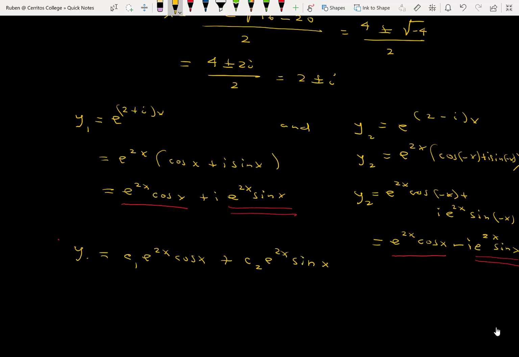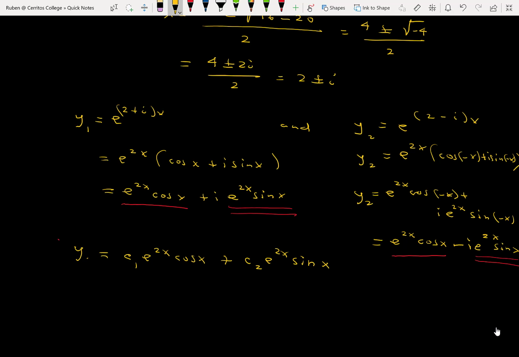Again, we're looking for real valued solutions, so we just pulled out the pieces of each of the y1 and y2 that were real valued and formed a linear combination with C1 and C2 as the scalars of two linearly independent solutions.